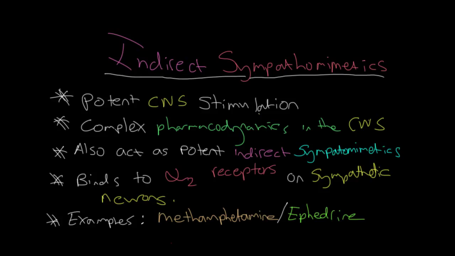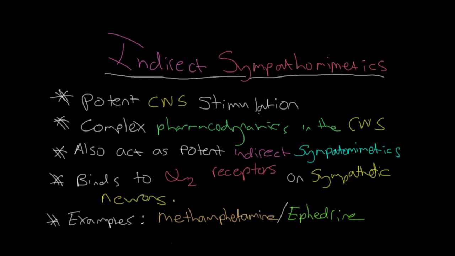Lastly, and really for completeness, I want to mention the indirect acting sympathomimetic drugs. The pharmacology of these drugs is a bit more involved and is really outside the scope of this video, but I think it's good to have an overview nonetheless. The best examples of these are methamphetamine and ephedrine. You may recognise methamphetamine more by its slang names, such as meth or speed.